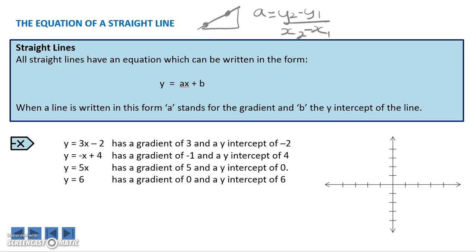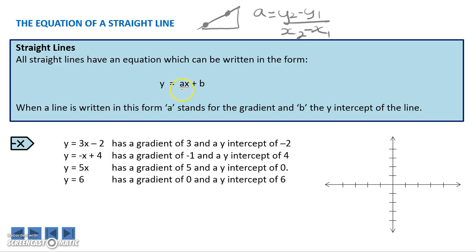So the next thing that we're going to do is try and identify from a formula that all straight lines have what our gradient and then what our y-intercept would be. So our y-intercept is where it crosses our y-axis. So the general formula for a straight line looks like this: y equals ax plus b.